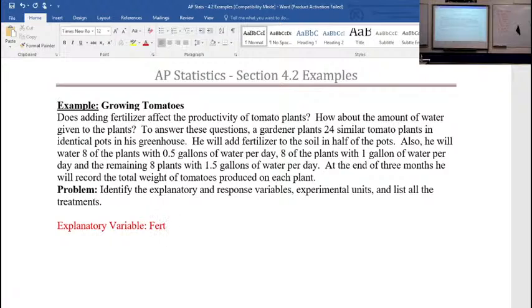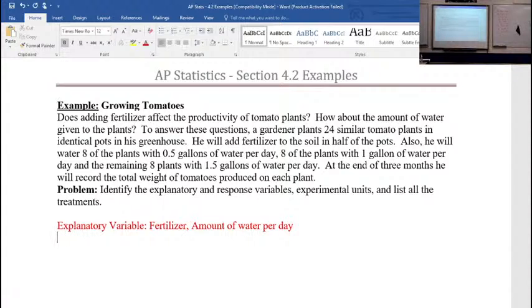So we're actually comparing 2 different variables here. Fertilizer and amount of water per day. So those are the 2 different variables. This is actually a block design, which we'll talk about tomorrow. But we're just getting us acquainted with the terminology here.